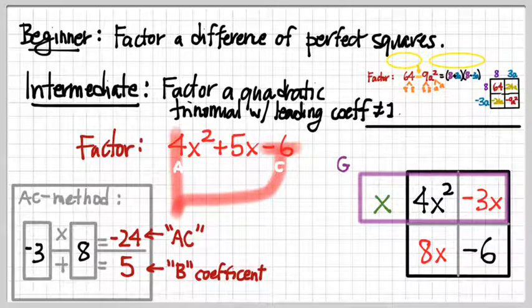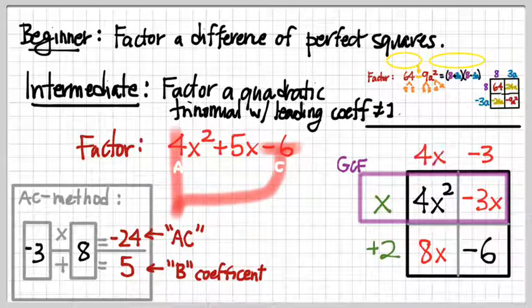Because as soon as I have one of these squares filled in, now the rest is going to snowball. Because now I can play the game of, well, what's the missing factor between x and minus 3x? Negative 3. And what's the missing factor between negative 3 and negative 6? Negative 3 times what equals negative 6? Positive 2. And then finally, what's the missing factor between positive 2 and 8x? 4x.